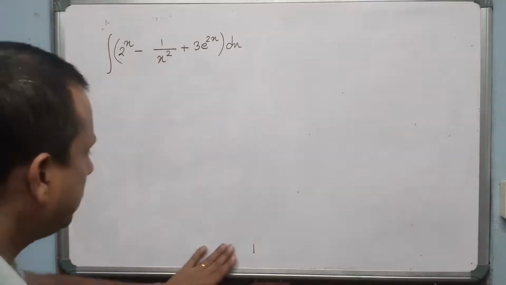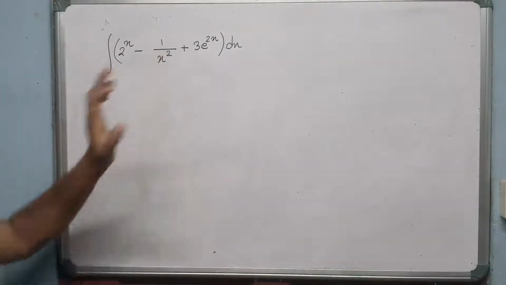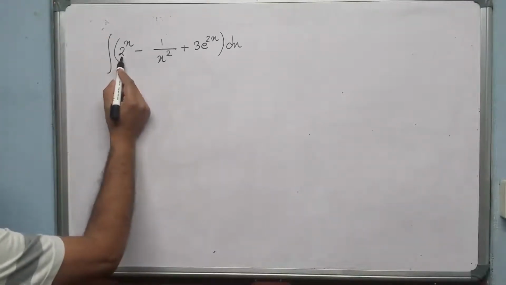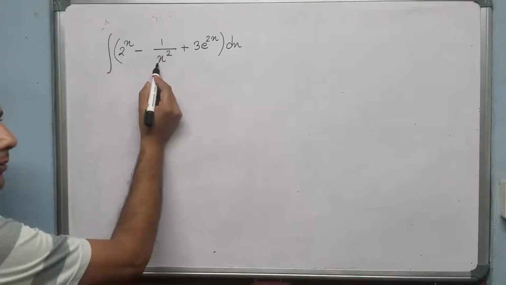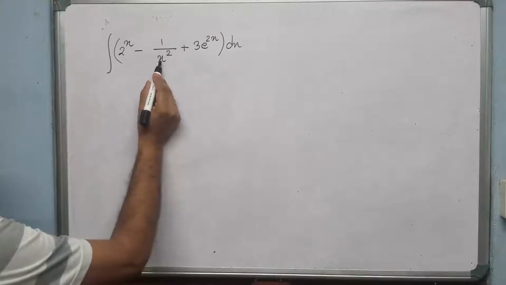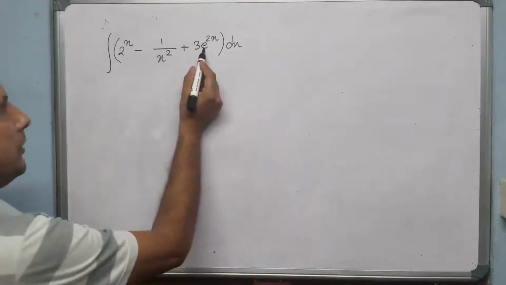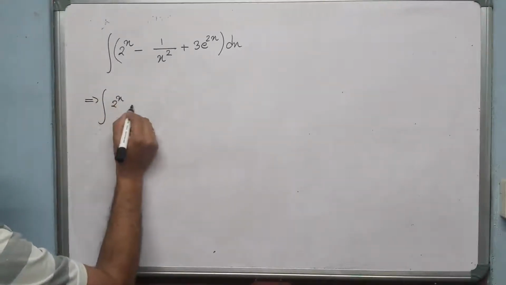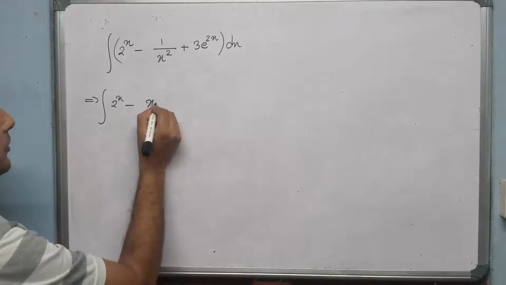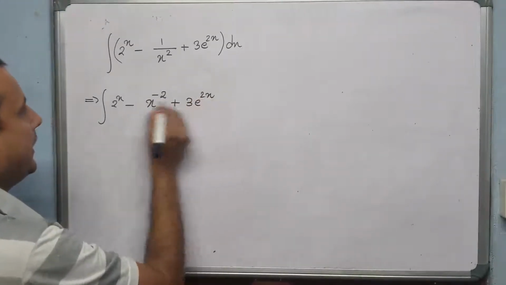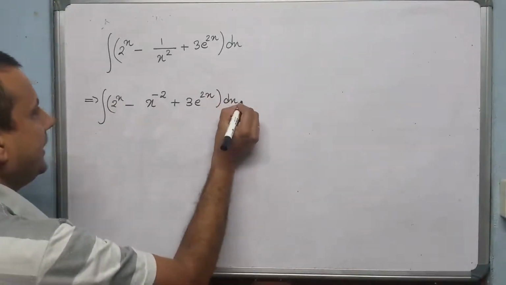Now, in this question, there are three functions, and all three functions should be in terms of formula form. This is 2 to the power x, which is in terms of e to the power x. 1 by x square, there is no such formula. That means this is not in terms of formula, so you have to convert this function into formula form. This one is in formula form. First of all, I'll simplify: 2 to the power x minus, and here I'll use x to the power minus 2, plus 3 e to the power 2x, then dx.